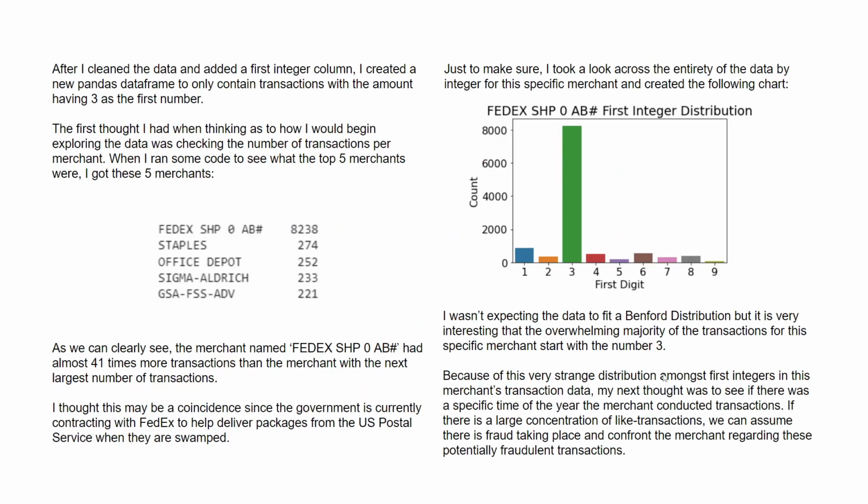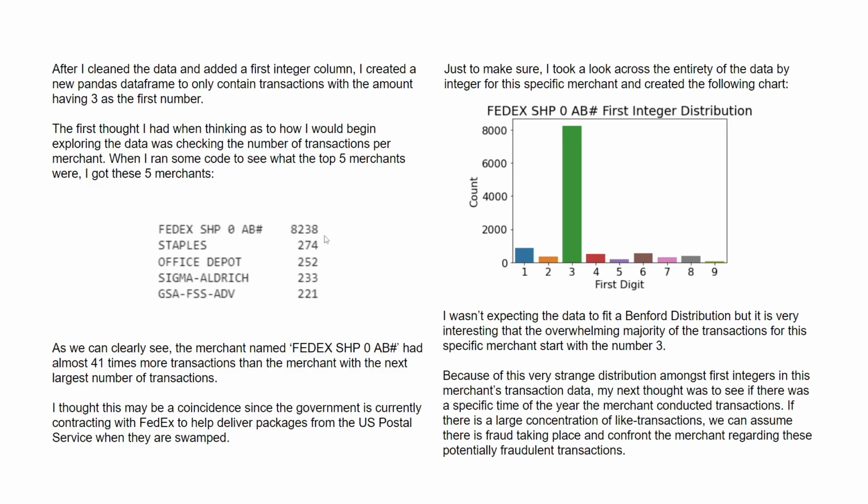After I cleaned the data and added a first integer column, I created a new pandas data frame to only contain transactions with the amount having 3 as the first number. The first thought I had when thinking about how I would begin exploring the data was checking the number of transactions per merchant. When I ran some code to see what the top 5 merchants were, I got these 5 merchants: FedEx Ship 0AB, Staples, Office Depot, Sigma Aldrich, GSA FSS, ADV.